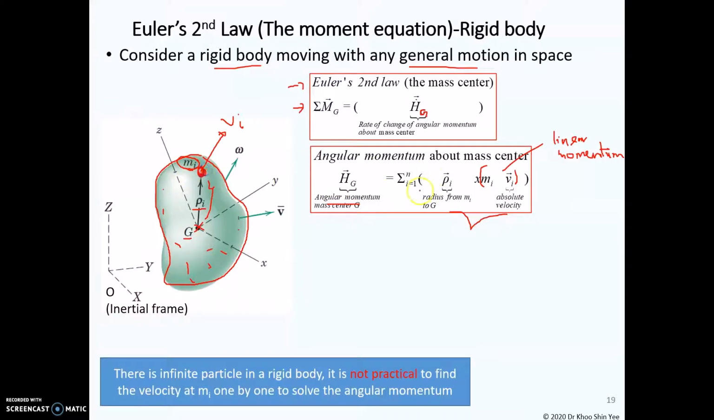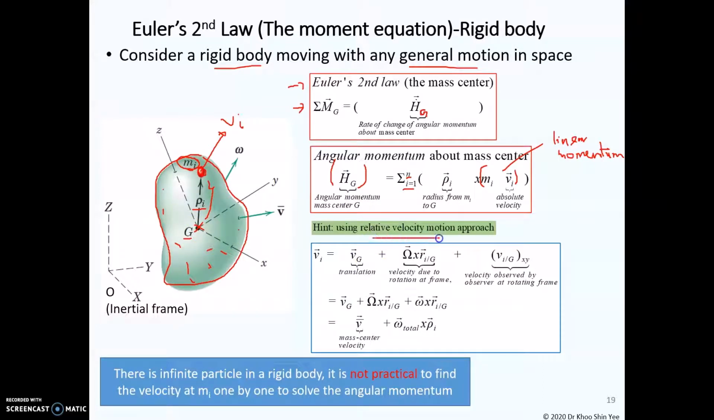So if you take the summation of all the particles from i equal to 1 to n, which is infinity in this case for a rigid body, then you can obtain the total angular momentum of this rigid body at the mass center, G.